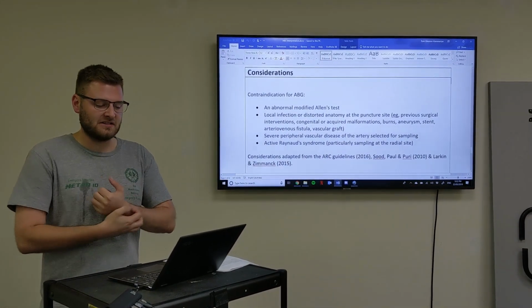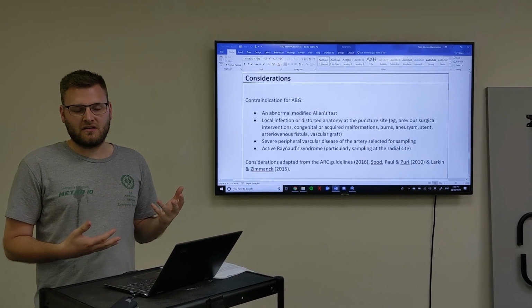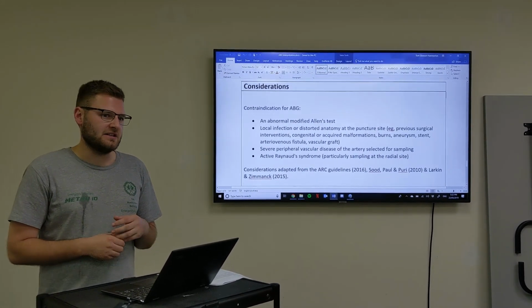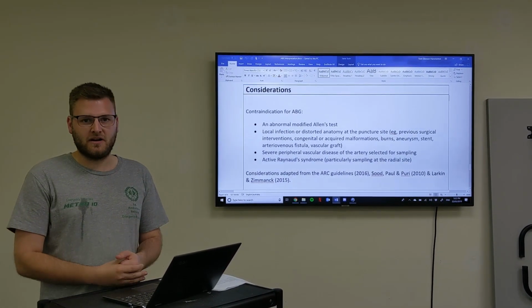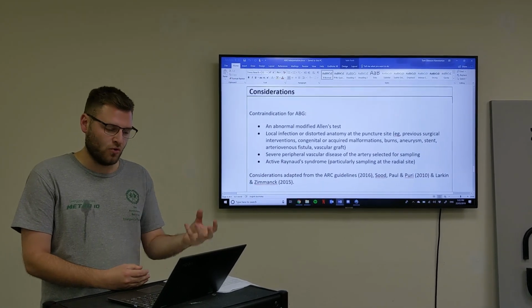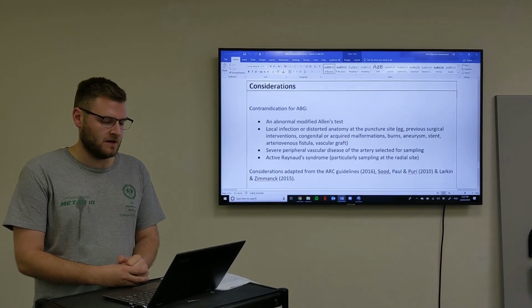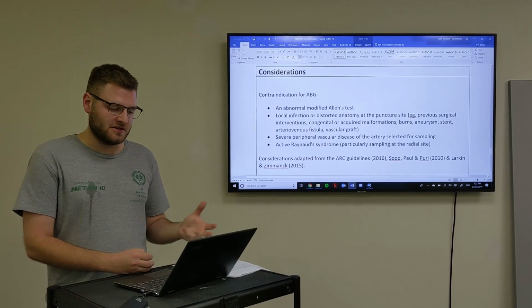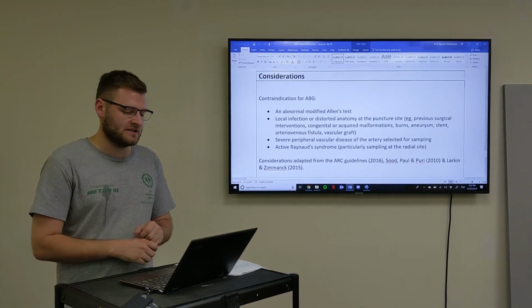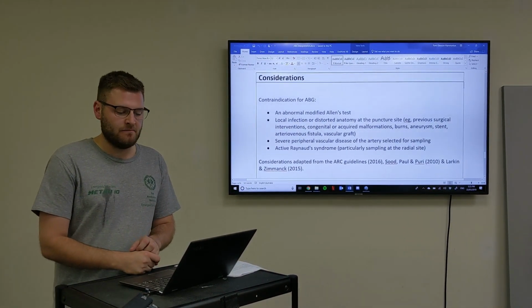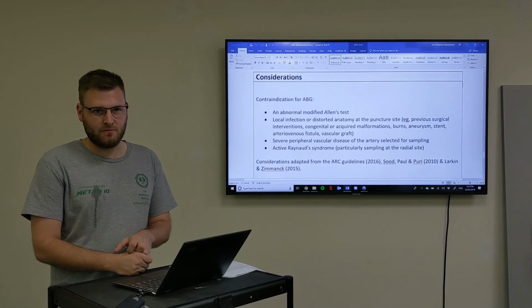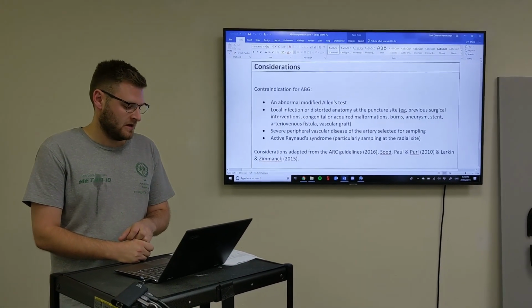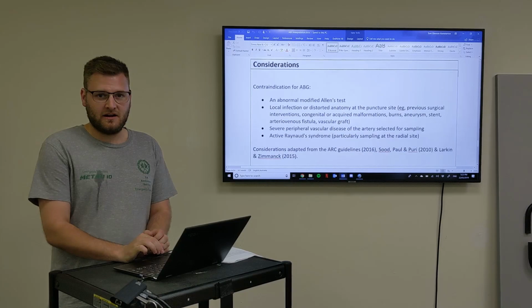Severe peripheral vascular disease is also another contraindication, as you're again potentially threatening what already poor circulation exists in that limb. And similar to peripheral vascular disease, you have Raynaud's syndrome, which often affects limb perfusion. And that is arterial blood gas.